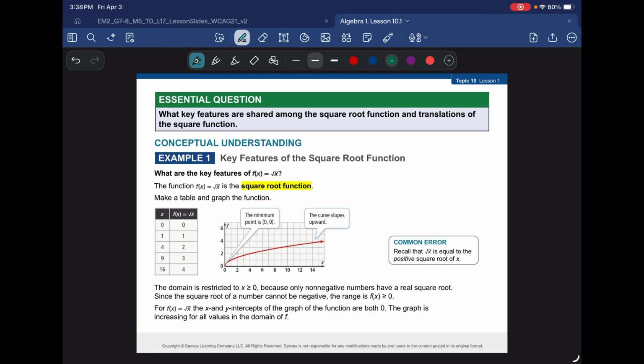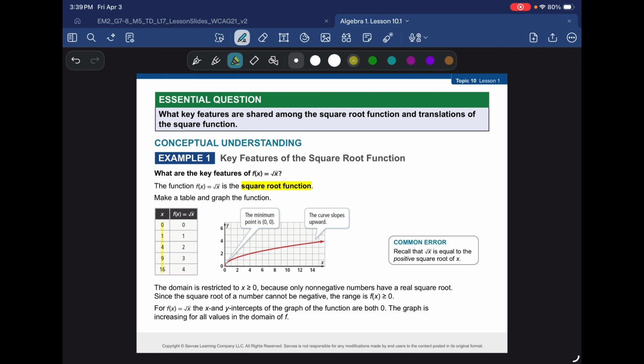So here we go, example 1, looking for key features of the square root function. Our parent function is shown here in the graph, and since it is a square root, to make the graph, it's a good idea to choose inputs that are perfect squares, because we can easily take the square root of a perfect square and get an integer that we can graph easily for the output. So that's what they did in the table.